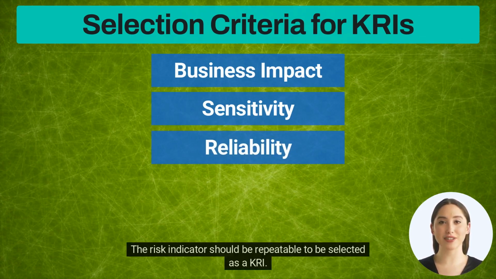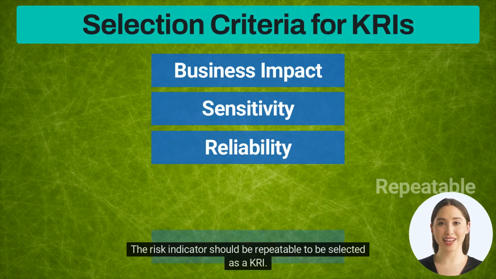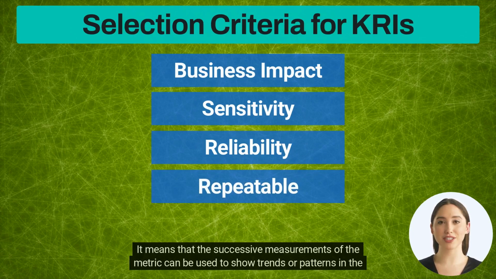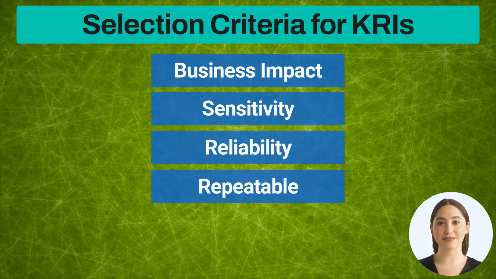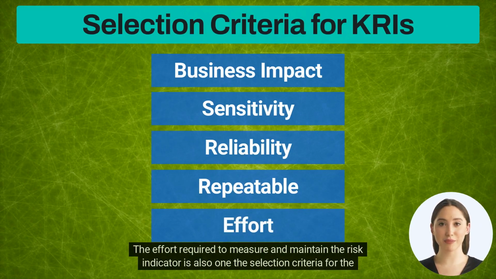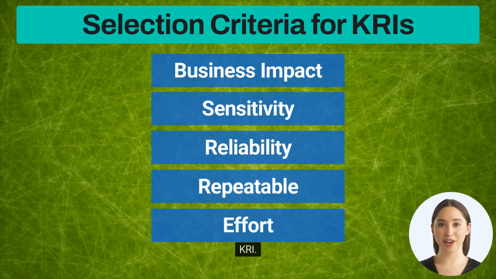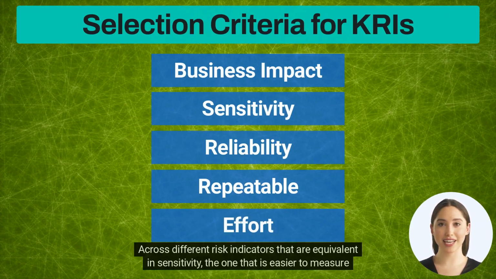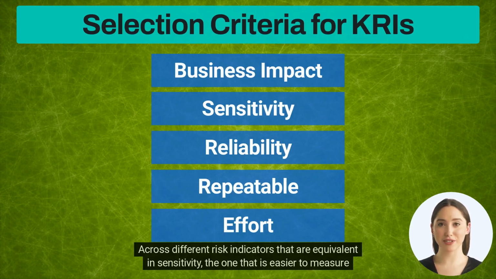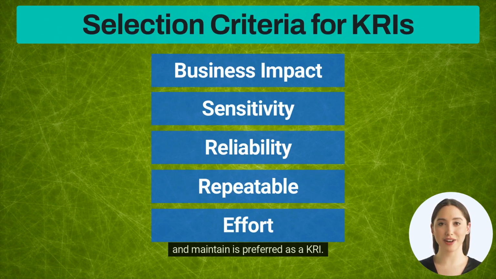The risk indicator should be repeatable to be selected as a KRI. It means that the successive measurements of the metric can be used to show trends or patterns in the results. The effort required to measure and maintain the risk indicator is also one of the selection criteria for the KRI. Across different risk indicators that are equivalent in sensitivity, the one that is easier to measure and maintain is preferred as a KRI.